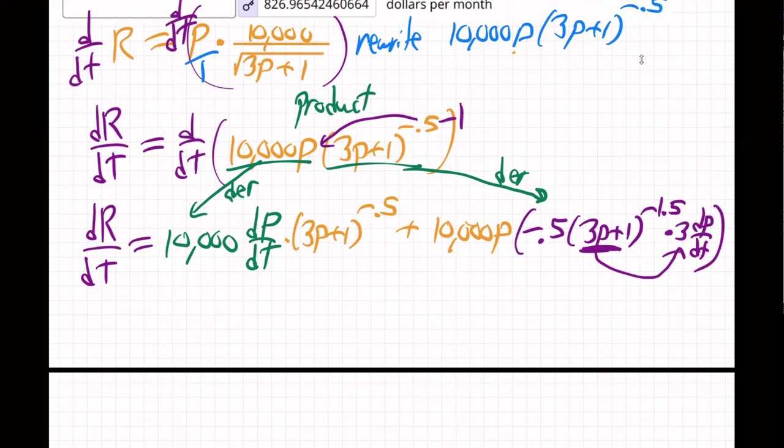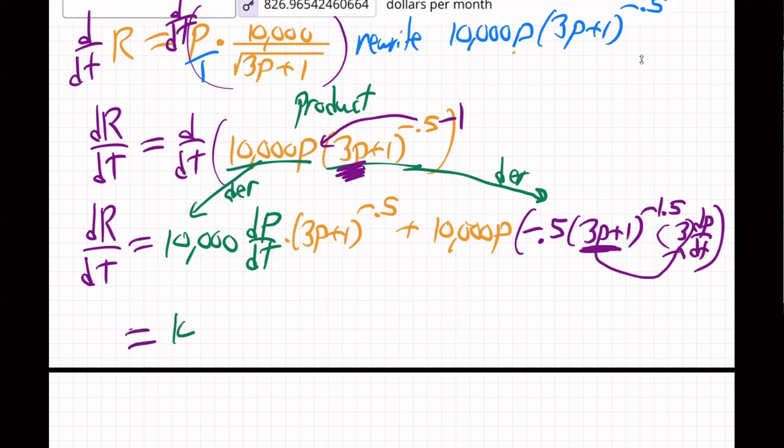So one more time. We had to take the derivative of 3p plus 1 to the negative 0.5. So you bring down the power, negative 0.5, keep the inside the same at first, subtract 1 from the power, times the derivative of the inside. I should do parentheses, huh? Times 3 dp/dt, because that's derivative of the inside, right? 3 dp/dt. Okay, wow, lot going on here.